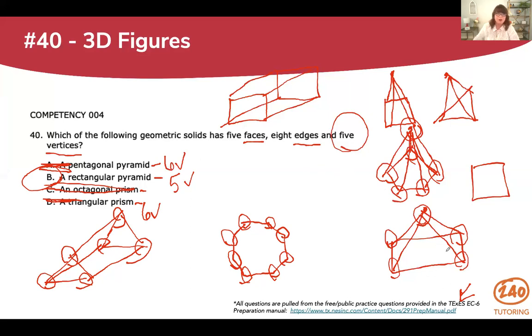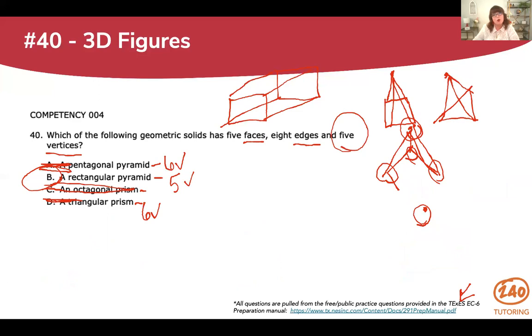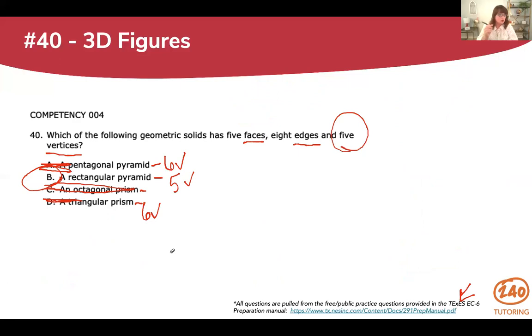Now, I'm going to do some erasing real quick because I want to show you some tricks. That one was pretty easy because we were able to count the vertices and only one had 5 vertices. But what if it only asked you about faces and edges and you're like, how do I count those? That's so confusing. I want to show you a couple of tricks. So if you run across a question like that, you can answer it.